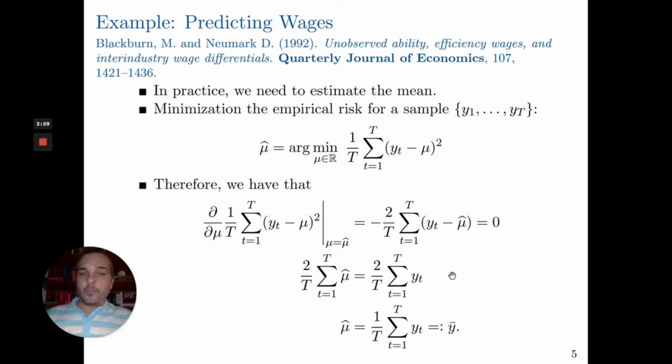And in the end, what we get is that mu hat, our estimator, will be given in terms of the average. So an estimate of the mean is just the sample average. Okay?